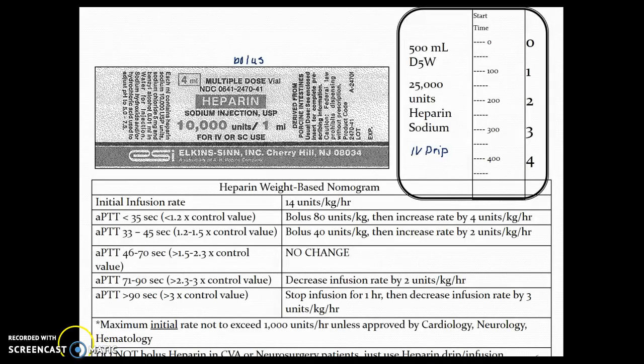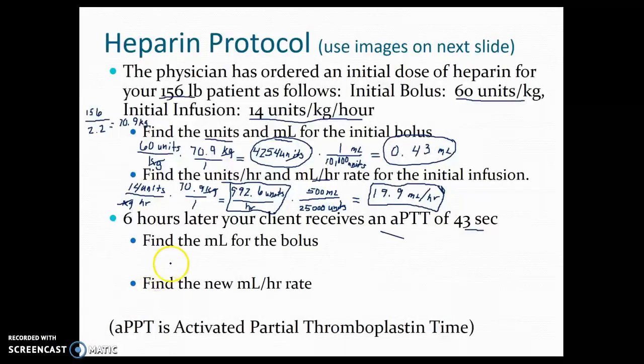So we're looking for 43, which would be in this range. And it says that we should bolus by 40 units a kilogram. We should increase the rate by 2 units per kilogram per hour. So two different things, a new bolus at 40 and an increased rate. So we'll go back to our math problem. It says find the milliliters for the bolus.